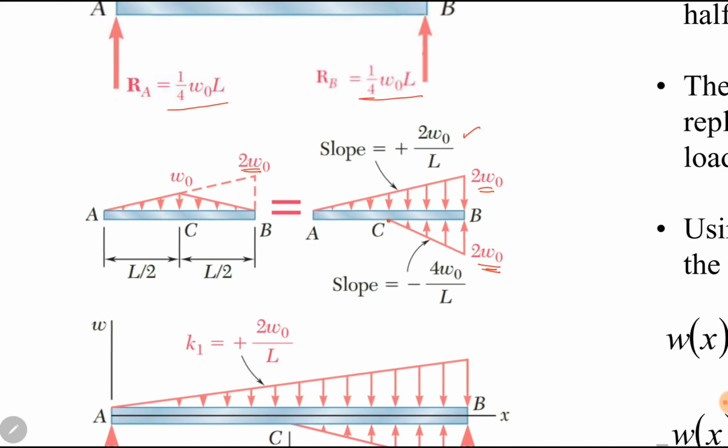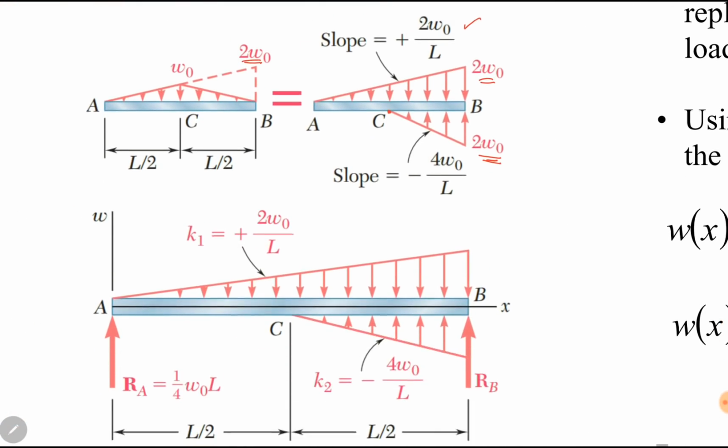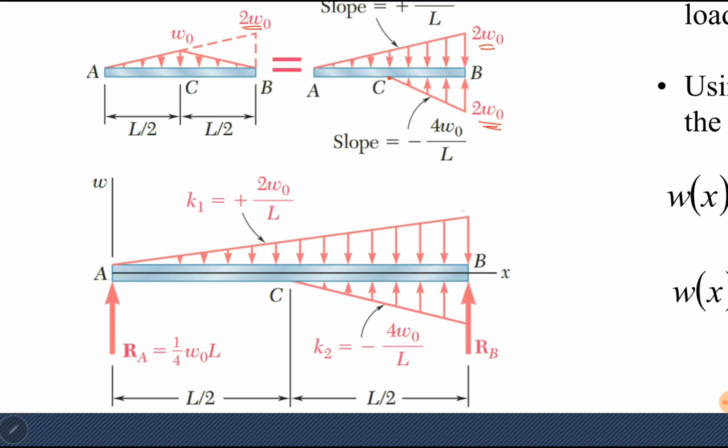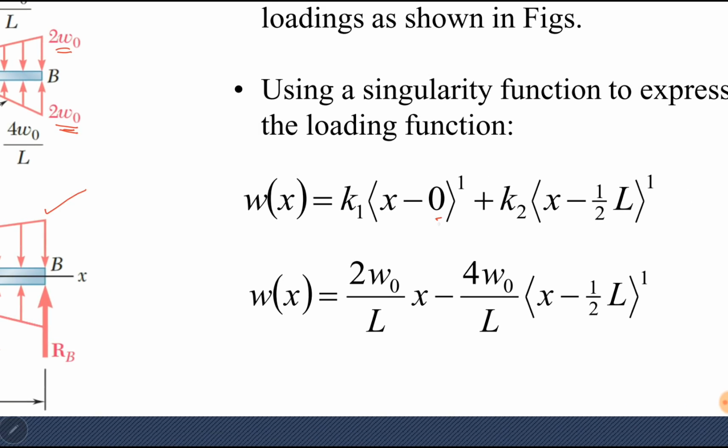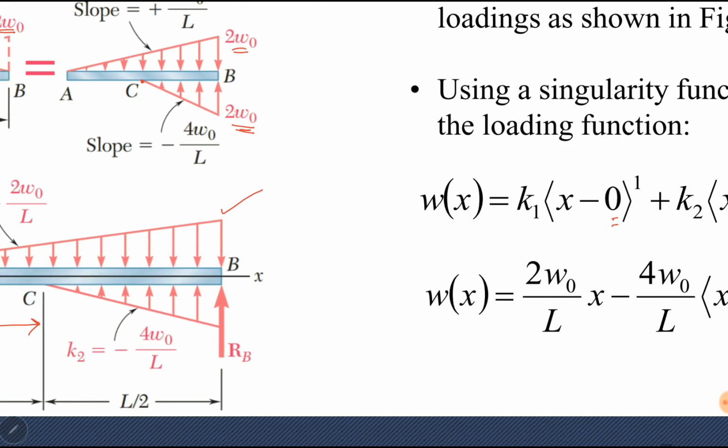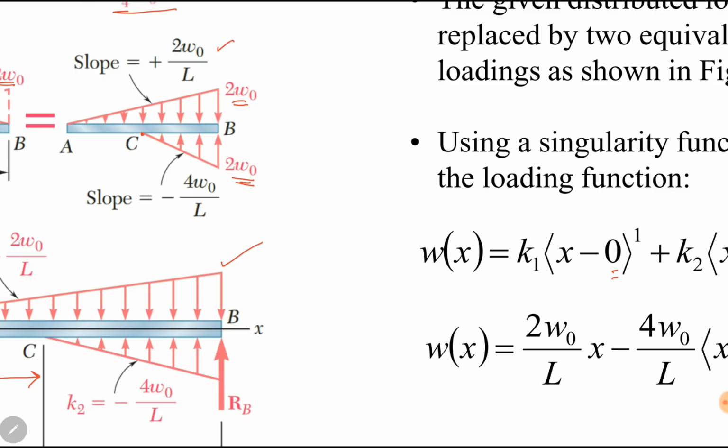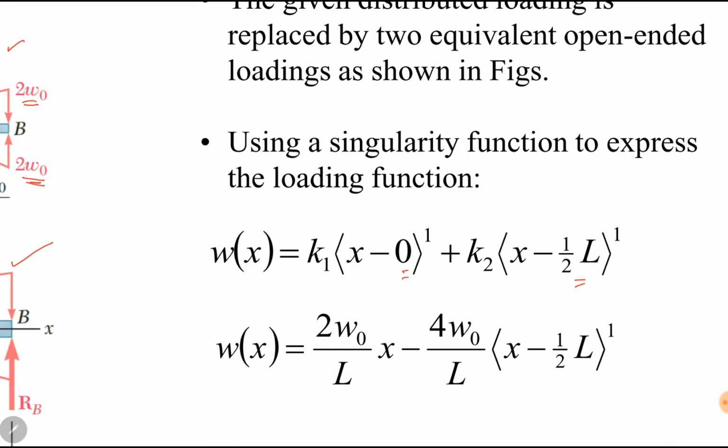Because the first triangle, this triangle, the top triangle, has 0 distance from the left end. So A is 0 for this triangle. The second triangle has A equal to L by 2. So we have 0 and L by 2. K1 is 2 W naught by L and K2 is minus 4 W naught by L. So we have inserted the values here. This is load function.